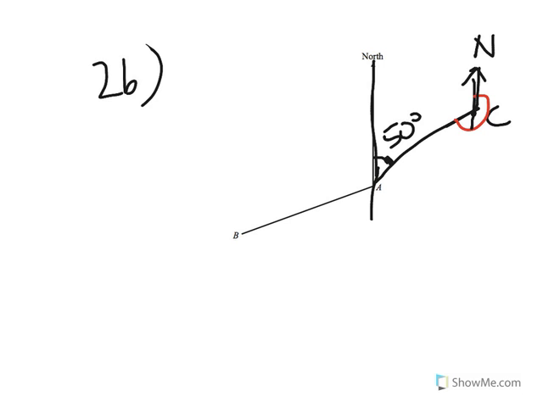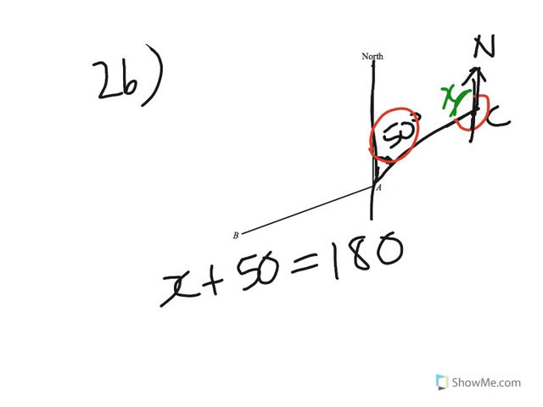And these two angles, 1 and 2, are interior angles. Now what do you know about interior angles? Interior angles in two parallel lines add up to 180 degrees. So we'll call this angle x, which means that x plus 50 should be equal to 180 degrees. If we subtract 50 on both sides, we get x is equal to 130 degrees.